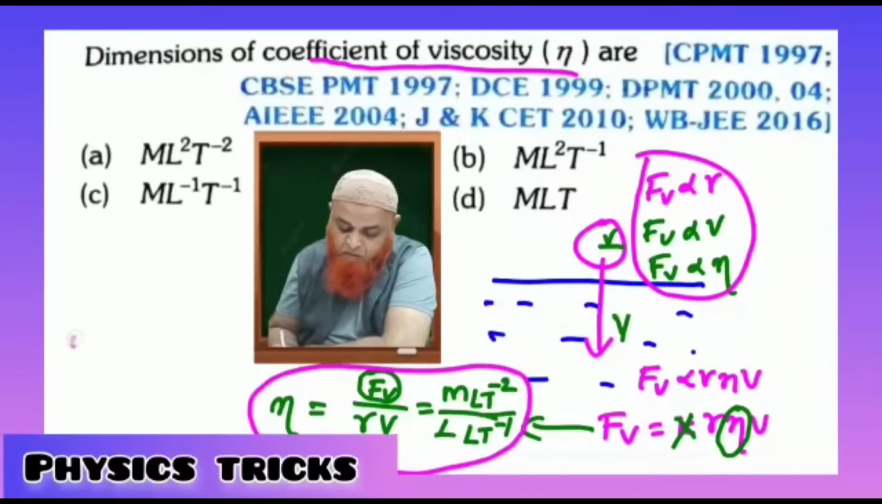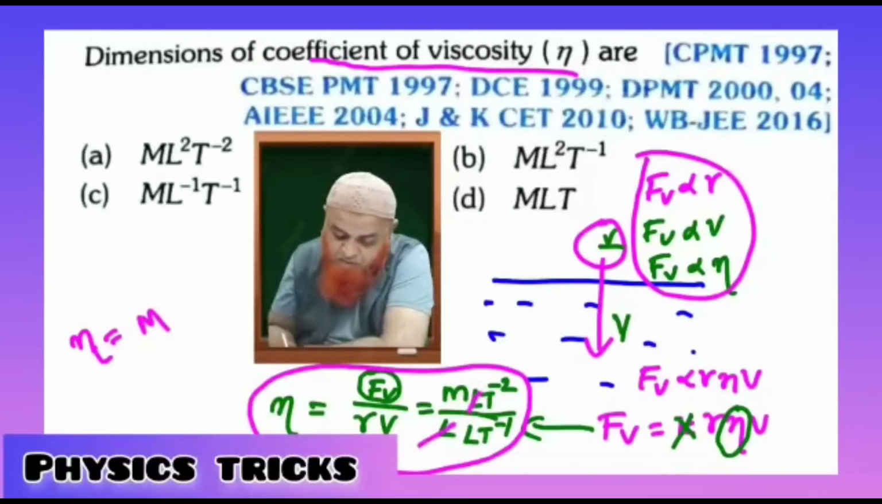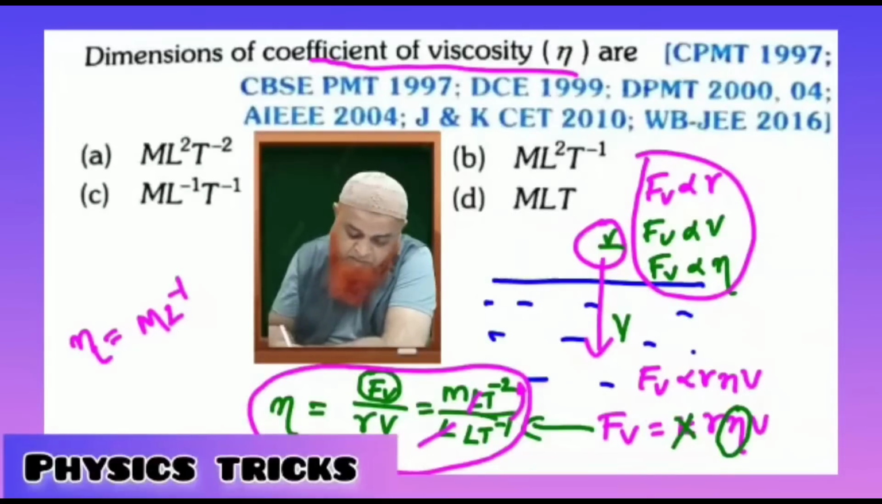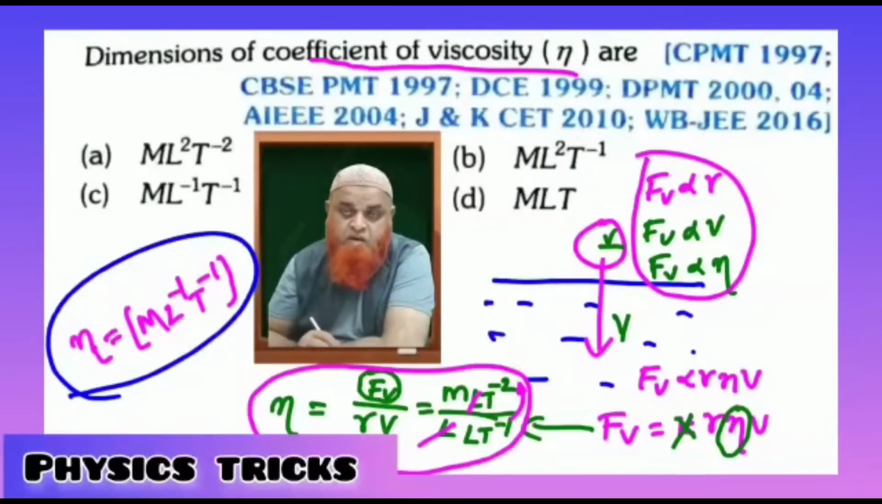So if you simplify all these terms, finally you'll be getting eta is equal to, what is left, M is there, and L gets cancelled here. So L power minus 1, and T power minus 1 goes to numerator, becomes plus 1. So T power minus 1 is left. So this is the dimensional formula for coefficient of viscosity, which is very popular and important.